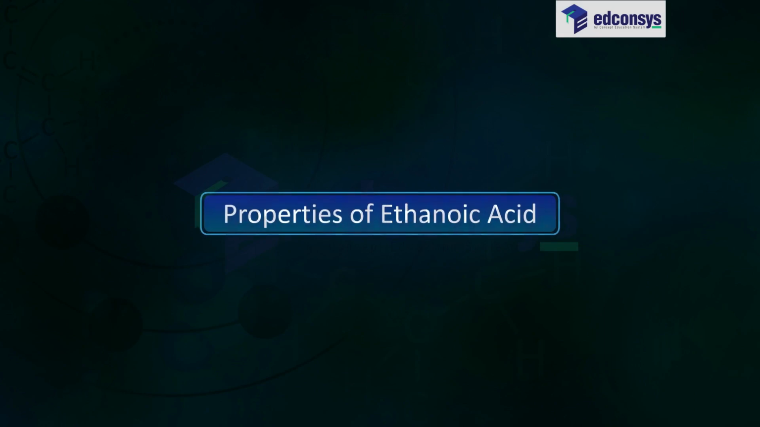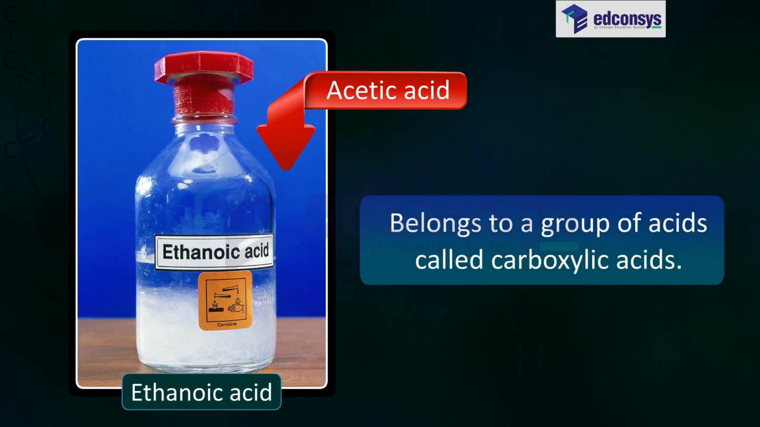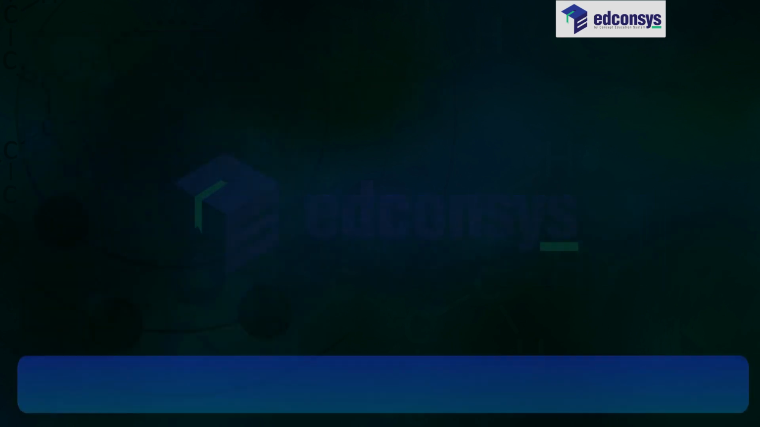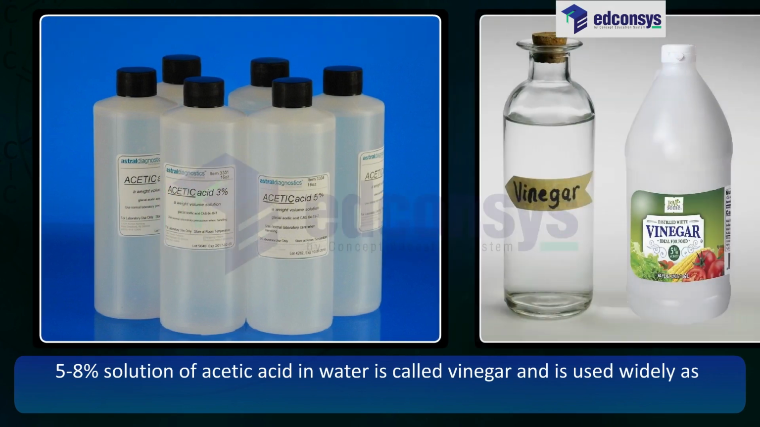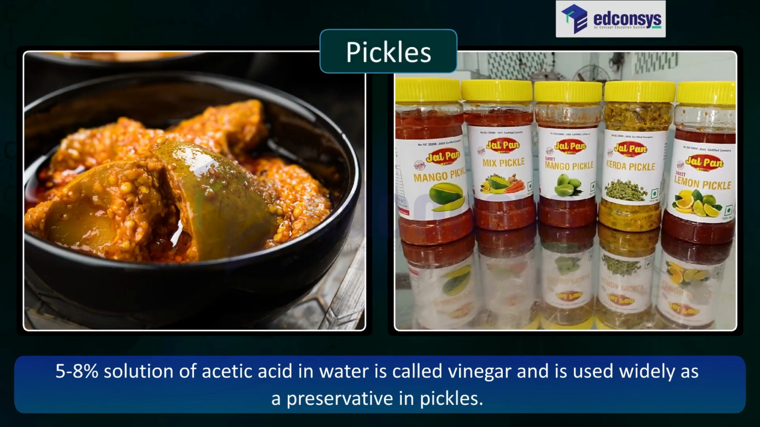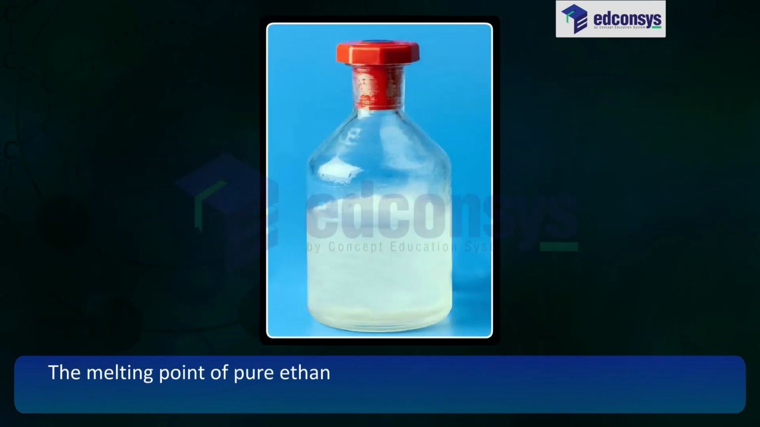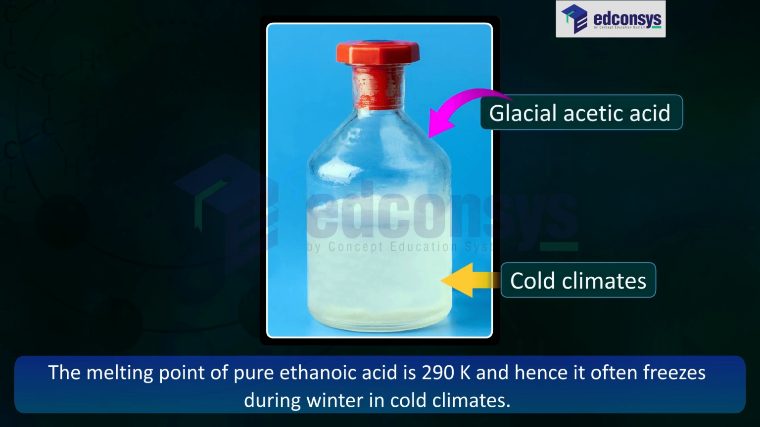Properties of ethanoic acid. Ethanoic acid is commonly called acetic acid and belongs to a group of acids called carboxylic acids. A 5 to 8% solution of acetic acid in water is called vinegar and is used widely as a preservative in pickles. The melting point of pure ethanoic acid is 290 Kelvin and hence it often freezes during winter in cold climates. This gave rise to its name, glacial acetic acid.